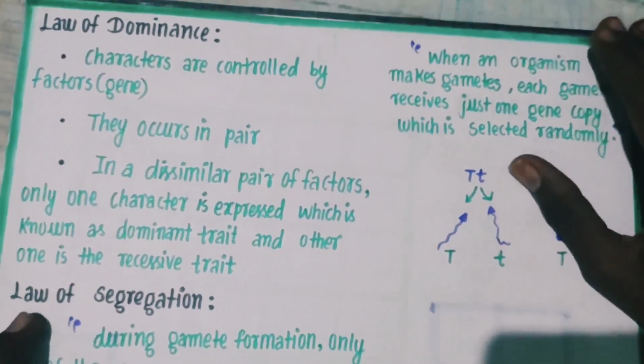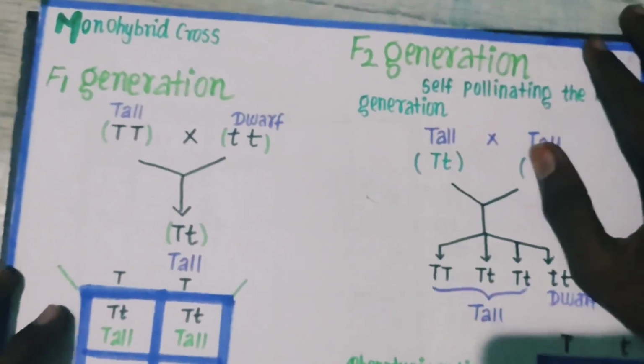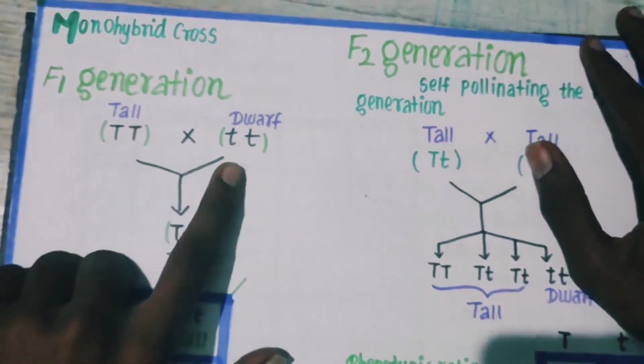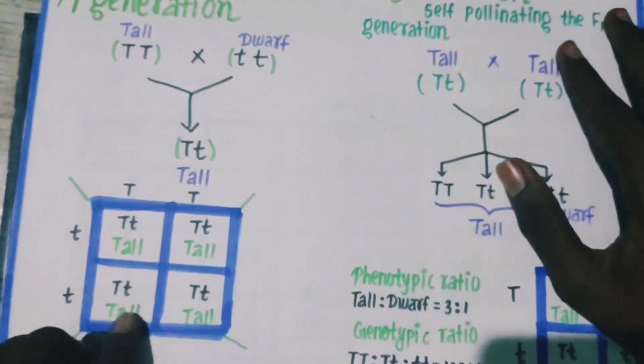Now we are going to discuss the important laws which we have derived from this monohybrid cross. You have to be very careful, kids. We have already discussed this monohybrid cross. We were taking homozygous tall and homozygous dwarf. When we were crossing it, we found everybody was heterozygous tall in the F1 generation.